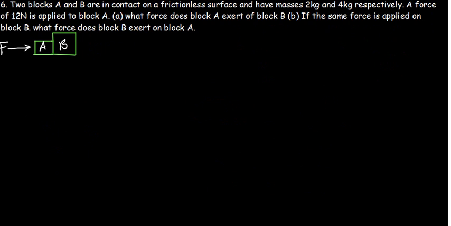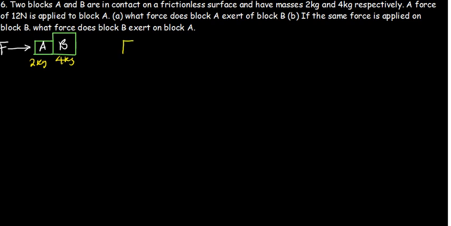Question 6 here. Two blocks A and B are in contact on a frictionless surface and they've got masses 2 kg and 4 kg, meaning that this one is 2 kg, then the bigger one is 4 kg. A force of 12 newtons is applied to block A. What force does block A exert on block B? So the first thing, to be able to find the force that this one is going to exert on the other, we need to find the acceleration of the system when we apply a force.